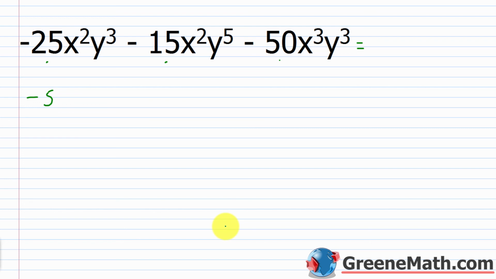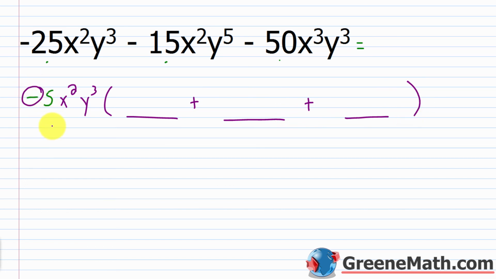Now, when I think about the variable part, I've got x squared and x cubed. So the smallest exponent is a 2, so I go with x squared. Then I've got y cubed, y to the fifth, and y cubed. The smallest exponent is a 3, so I go with y cubed. So inside the parentheses now, these won't be minuses anymore. They'll be pluses, okay? And why is that the case? It's because I pulled the negative out, right? So everything inside will now be positive because negative times positive would bring me back to negative. Very important you understand how to deal with signs when you're factoring, okay?